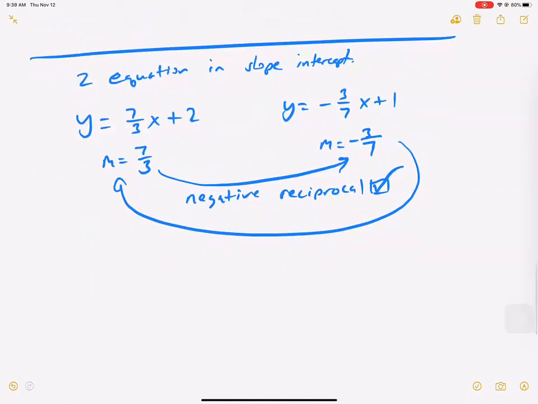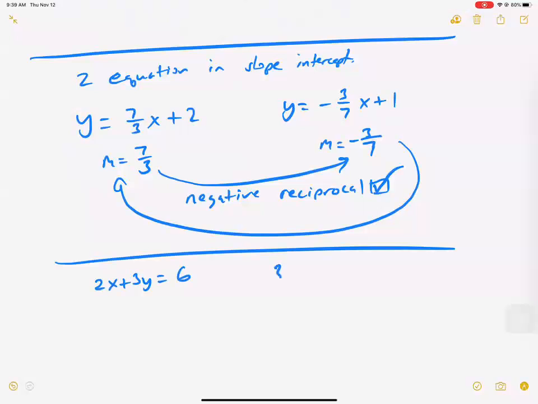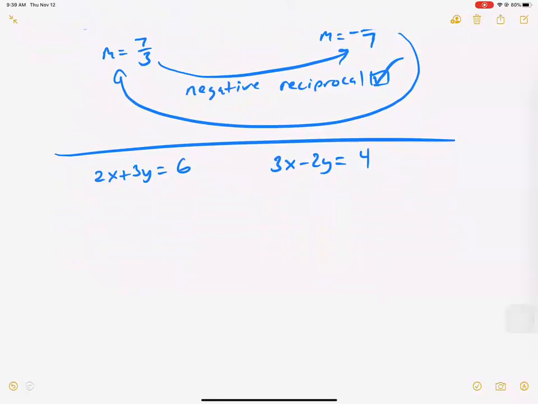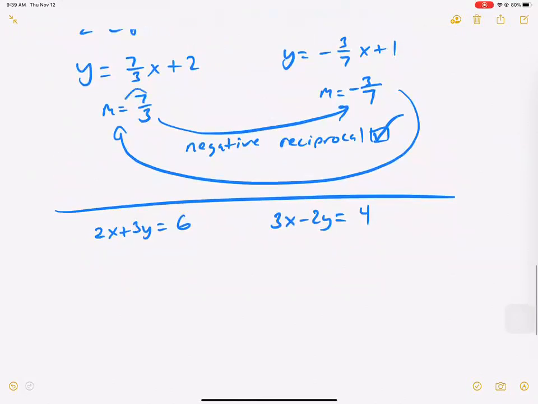Okay, let's do the other version of this. What if I wrote 2x plus 3y equals 6, and 3x minus 2y equals, let's do 4. Okay, are these 2 lines here perpendicular? Yes, when you flip, so just as a reminder, to get the perpendicular, you have to flip it and then stick a negative sign on it. Why? Because if one is positive, the perpendicular must be negative. Right? You say yes, they say no. So you have to do both, flip and negative. That's why we call it negative reciprocal.